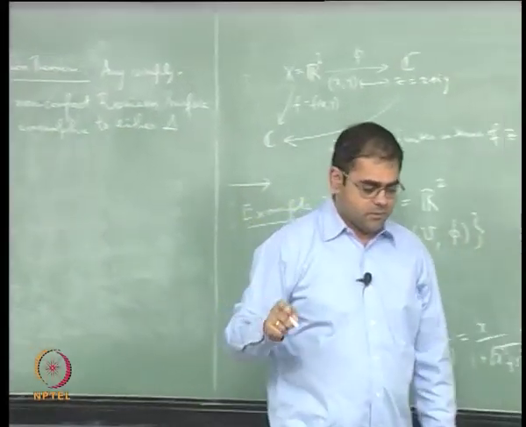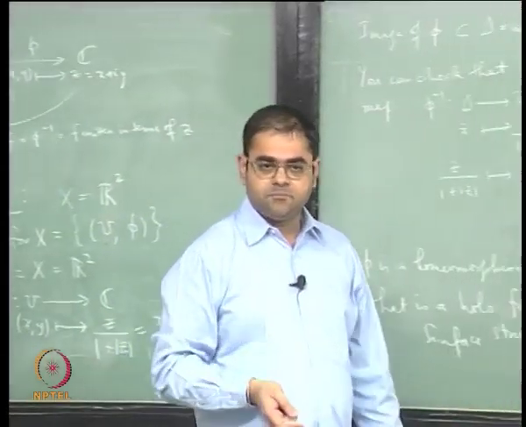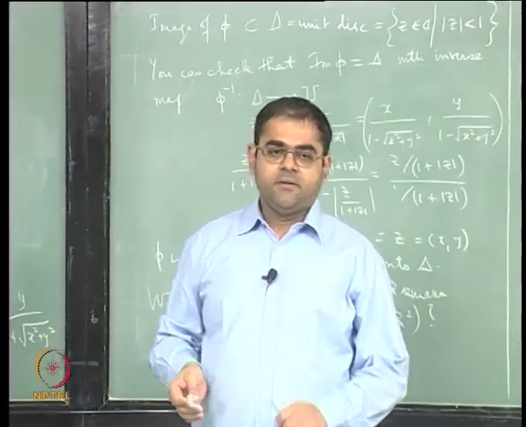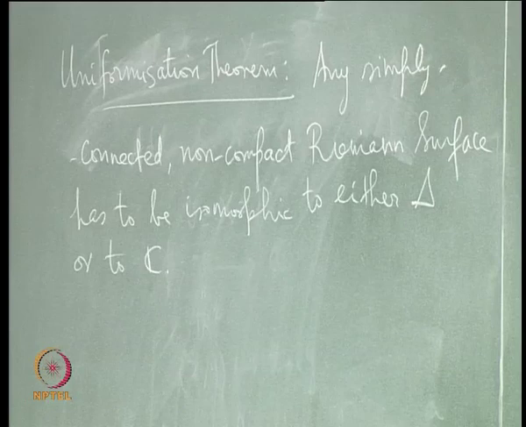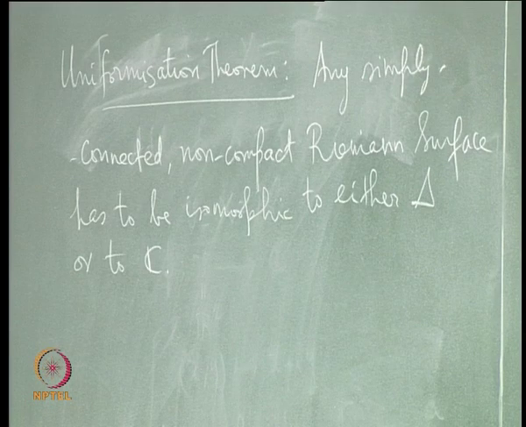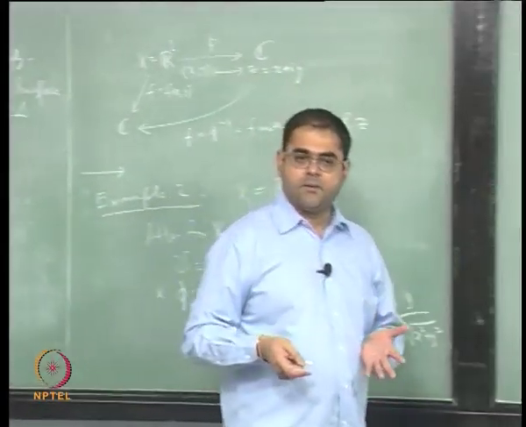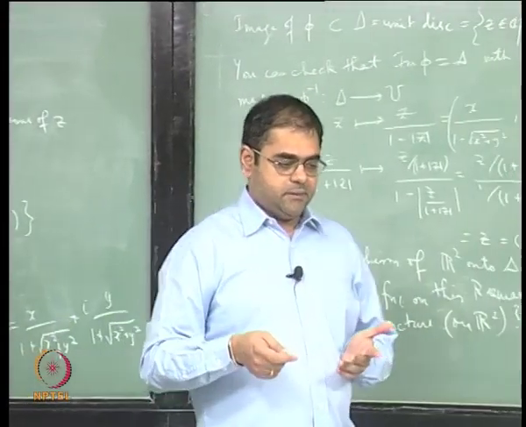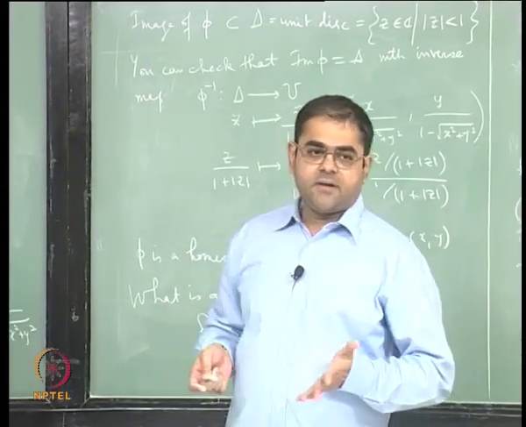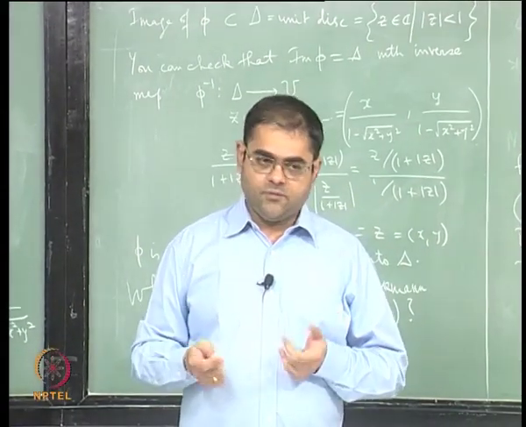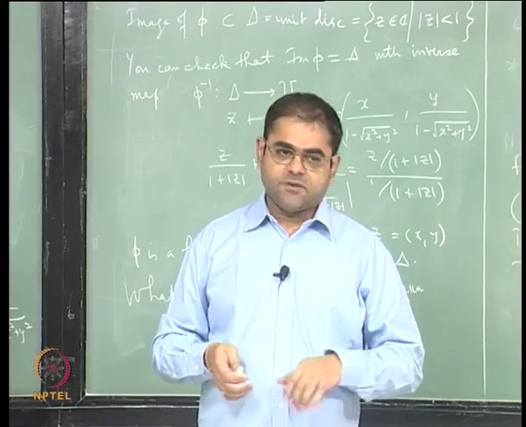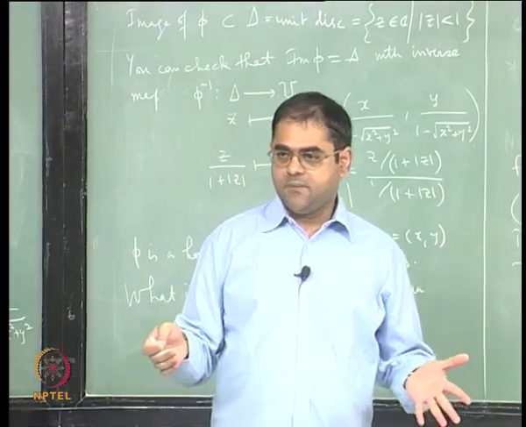Okay. Now, of course, you know what connected means topologically, that it cannot be written as a disjoint union of open sets. Simply connected, of course, means that any closed loop can be continuously shrunk to a point, which means that there are no holes on the surface. And non-compact is also something that you know. The condition is that it should not be closed and bounded if you visualize it as a subset of R3.